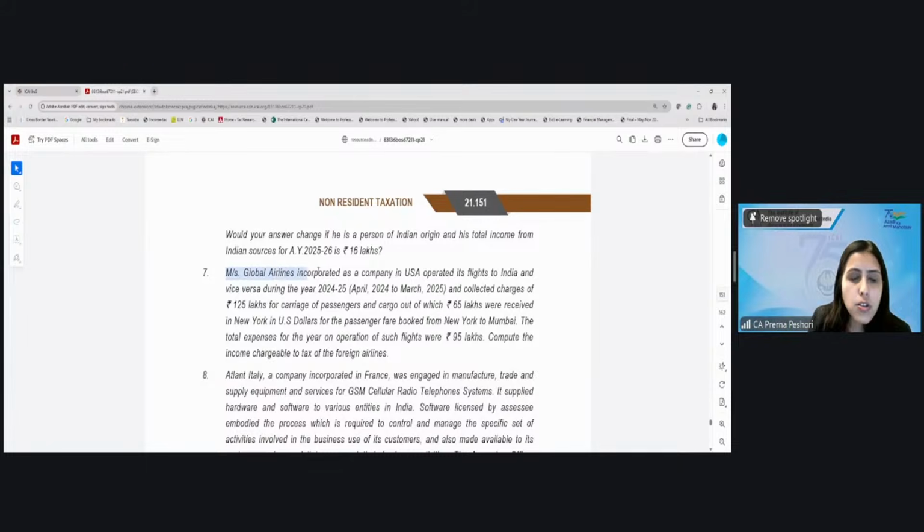Next, Mr. Meshas Global Airlines, incorporated as a US company, operated its flights to India and vice versa during 24-25 and collected charges of 125 lakhs for carriage of passengers and cargo, out of which 65 were received in New York in US dollars for the passenger fare booked from New York to Mumbai, and the total expenses were 95 lakhs. Compute the income for the foreign airlines.